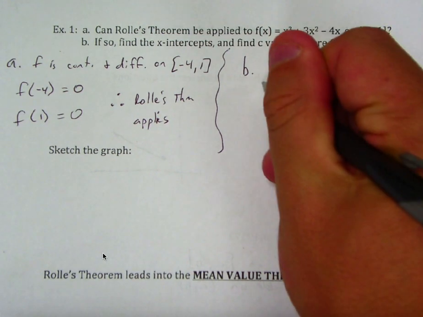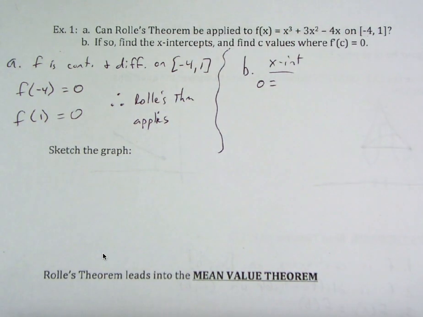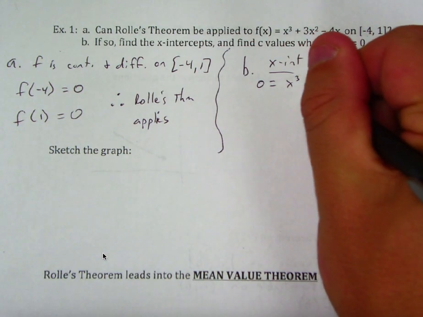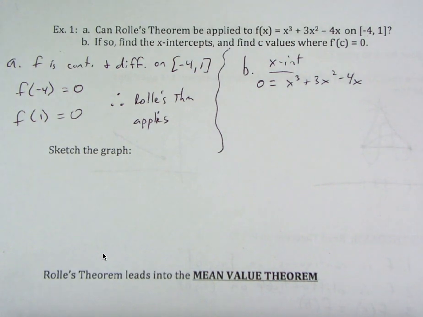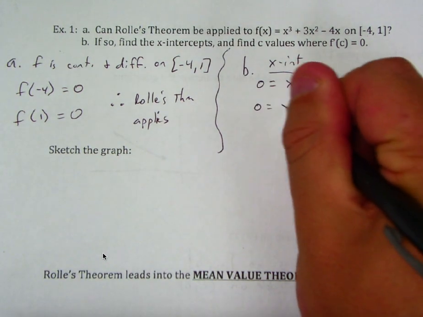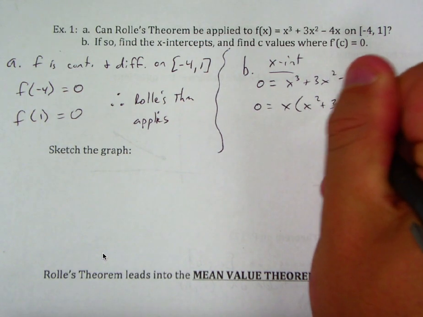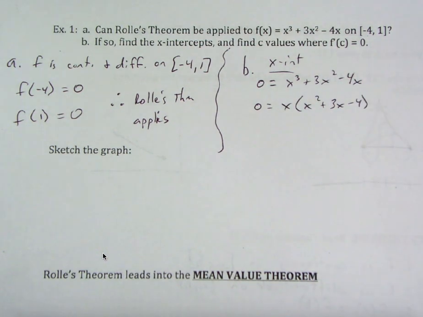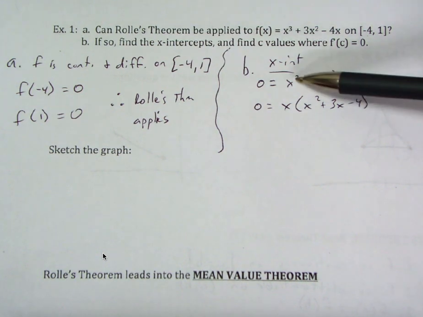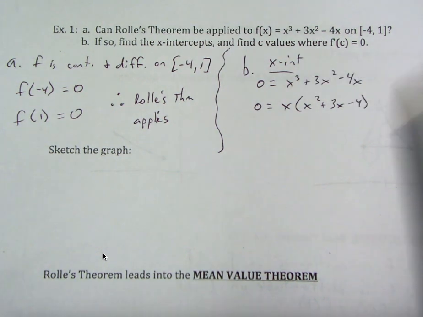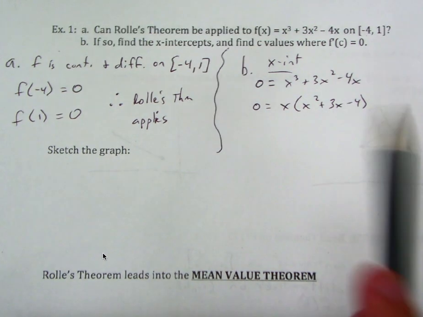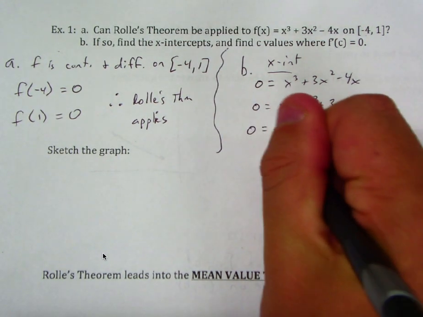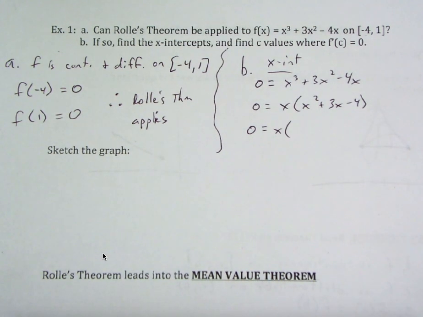So for x-intercepts, let's set our function equal to 0. 0 equals x cubed plus 3x squared minus 4x. And now we need to solve this. Well, we can factor out an x. So I took an x out. And what's left over, we can even factor more. We can find what multiplies to negative 4 and adds up to 3. So 4 and negative 1.